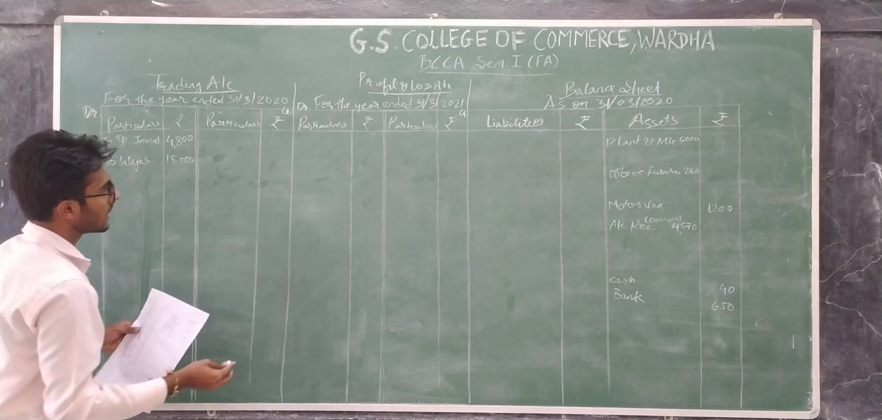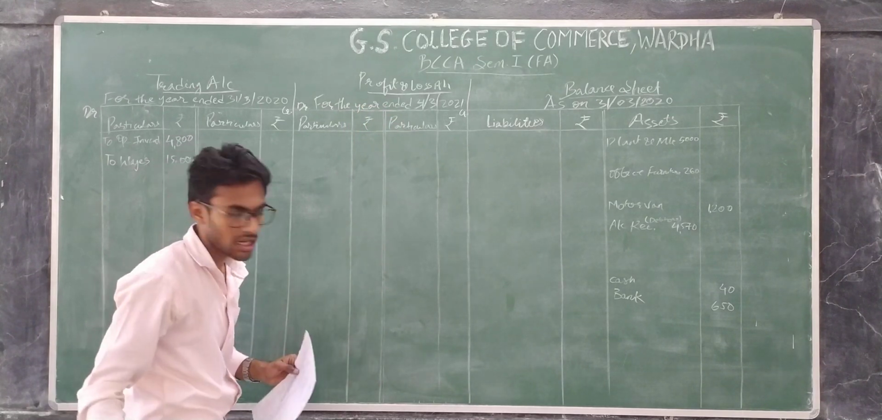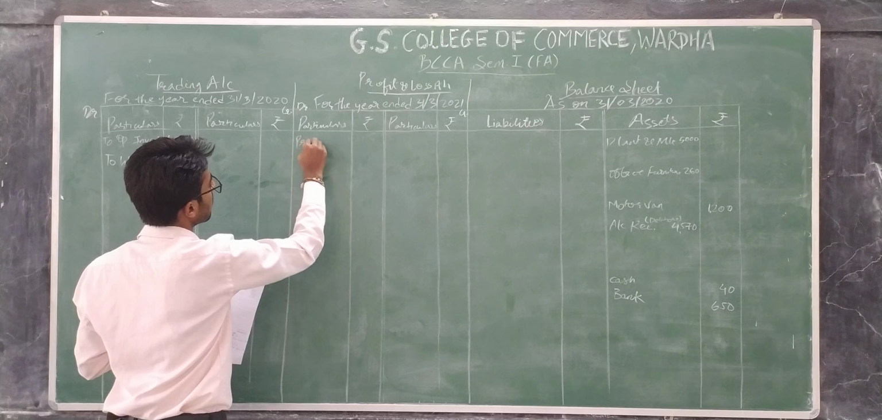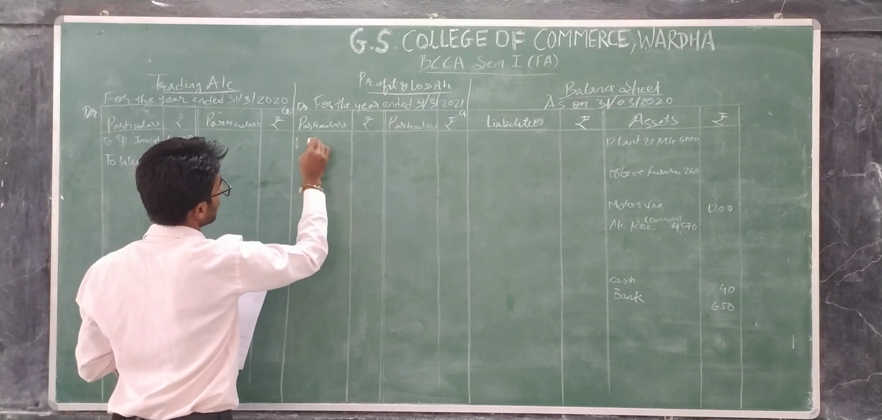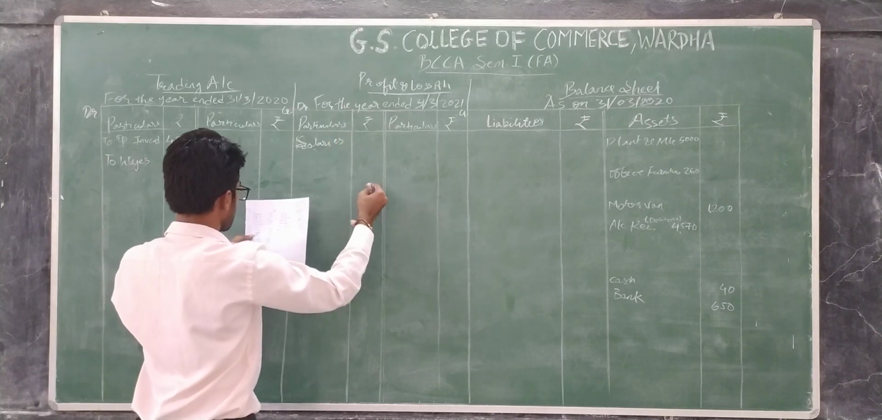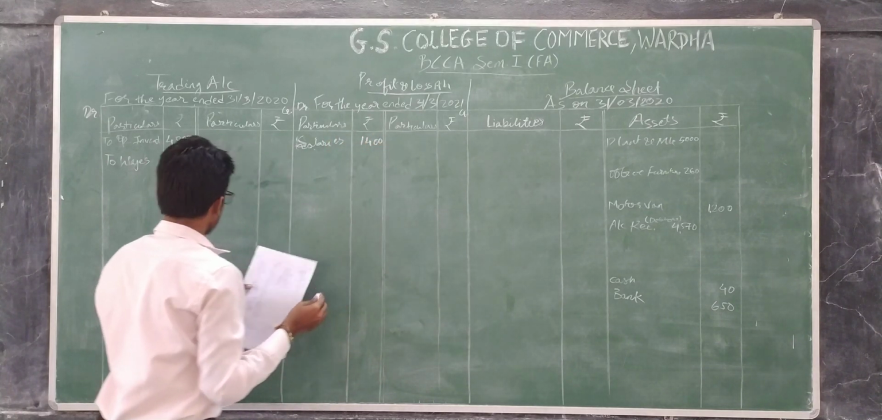Then after we have salaries. So salary, that one is my indirect expense. So I have to write on the debit side of P&L. I have to write salaries. Salaries amounting 1,400.